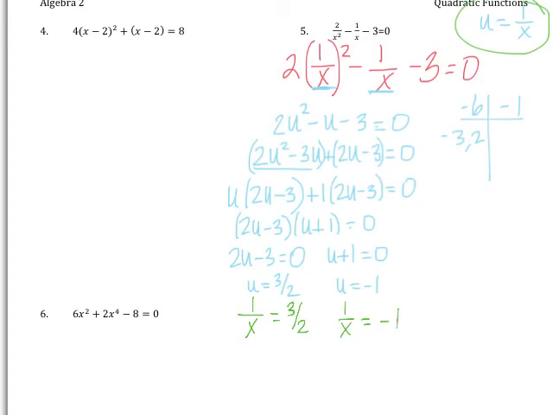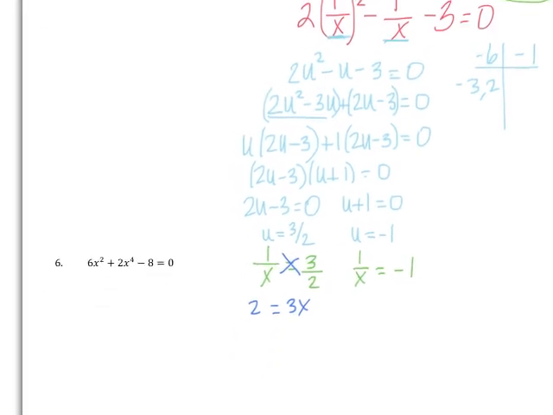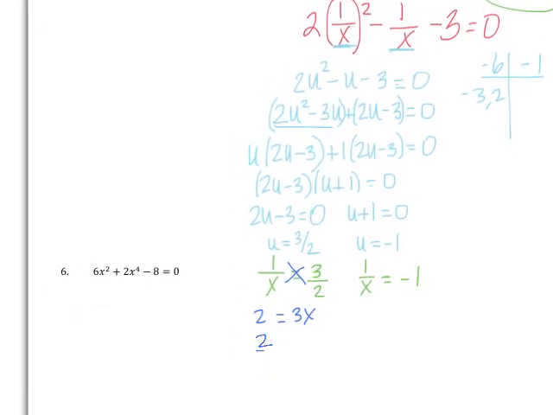And in order to solve something that looks like this, let me write this as 3 divided by 2. I can cross multiply here. So I can say that 2 equals 3x, which would give me 2/3 equals x. Over here, I could multiply by x on both sides. So that would give us 1 equals -x, or x equals -1.